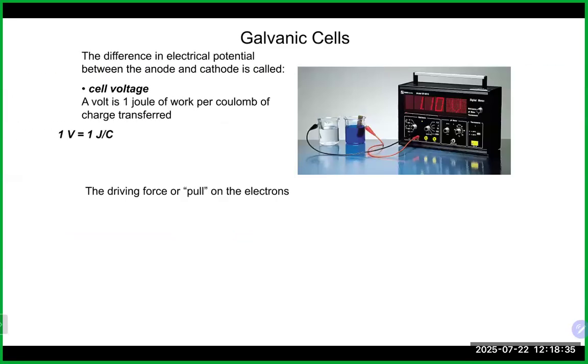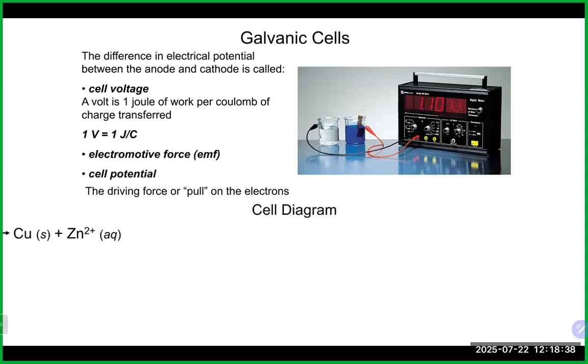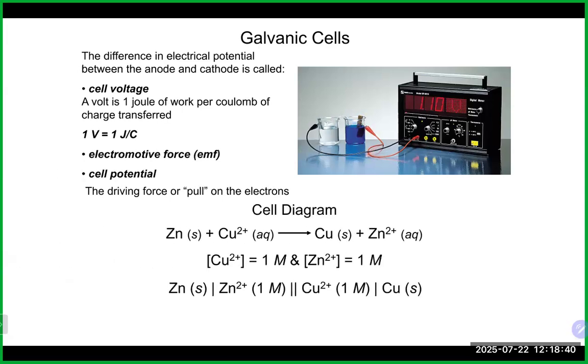Now, there is, as I mentioned, a difference in cell potential between the anode side and the cathode side, and that is what is sometimes referred to as the cell voltage, or the electromotive force, EMF, or the cell potential. Essentially, if you're asked to calculate any of those things, you're basically being asked to calculate the voltage of that cell. A volt is equal to 1 joule divided by a coulomb. A coulomb is a unit of electrical charge.